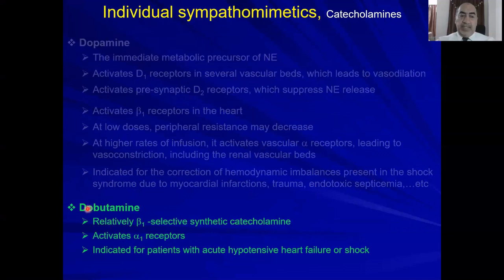I brought this intentionally, dobutamine, on the same page, because they look similar. However, they are not similar. This one has nothing to do with the dopaminergic receptors. It's beta 1 selective among the beta receptors, and it is also alpha 1 selective. It's indicated for patients with acute hypotensive heart failure or shock.